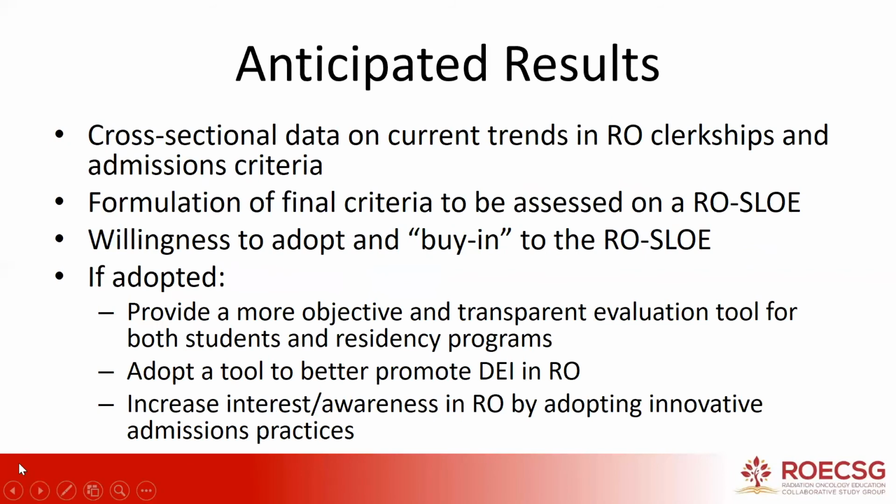What we hope to be able to glean from this study is real cross-sectional data, current, looking at trends in clerkship and admissions criteria. We want to be able to formulate the final criteria that would be included on our radiation oncology specific SLOE, so making an ROQ, similar to the EM-SLOE that currently exists. Most importantly, perhaps, is looking at how willing clerkship directors and radiation oncology residency programs are to actually buy in, because buy-in is going to be what makes this ultimately successful or not in the end.